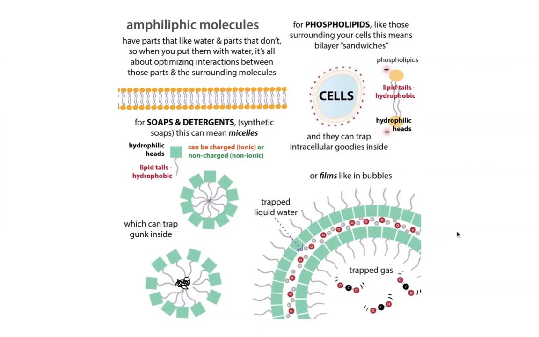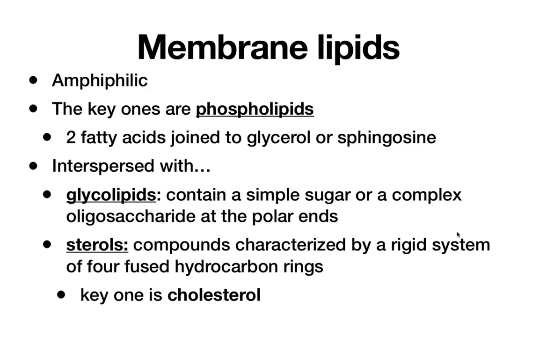But what if we have something that is partly hydrophilic and partly hydrophobic? Well, in this case, instead of just forming a clump of nonpolar hydrophobic stuff, if we were to stick those into water, we can do things like form membranes. So we can have, say, a phospholipid, which has a hydrophilic head and hydrophobic tails. We can put that into water and get a membrane. And so let's talk about our membrane lipids.